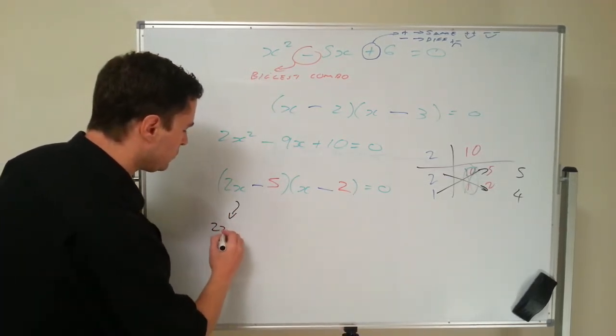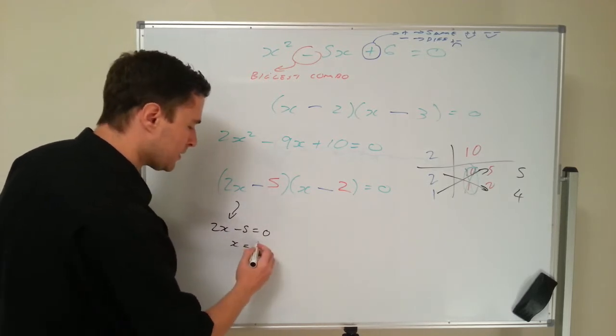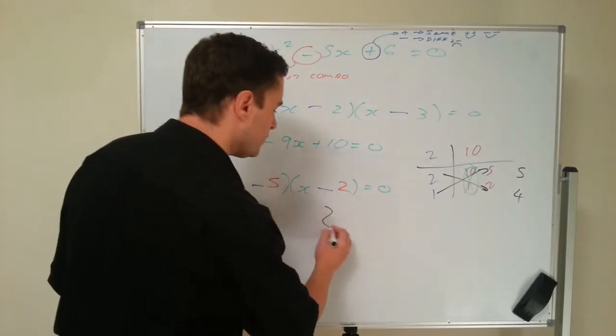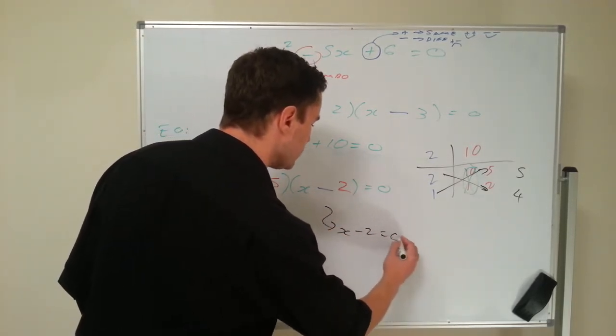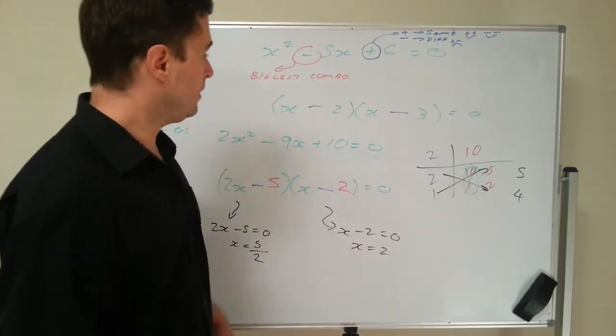This gives me 2x minus 5 equals 0. X equals the opposite of minus 5, which is plus 5. Opposite of times by 2 is divided by 2, so 5 over 2. And this one gives me x minus 2 equals 0. X equals 2. Super.